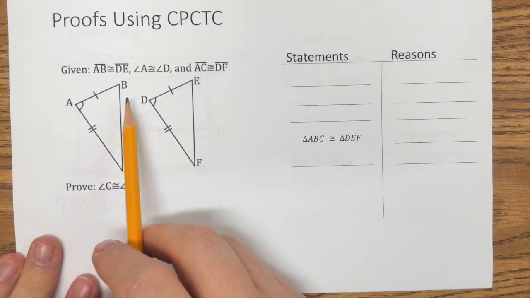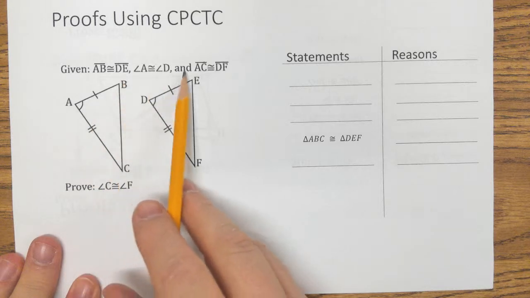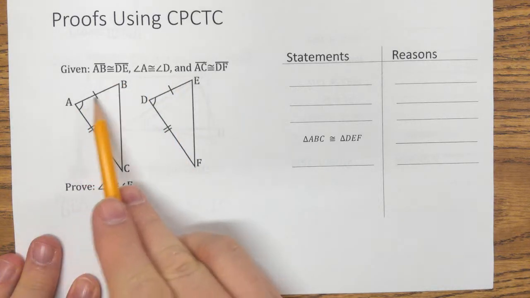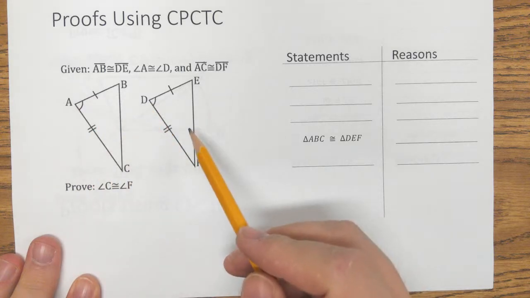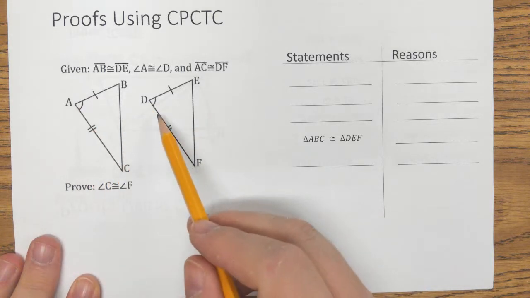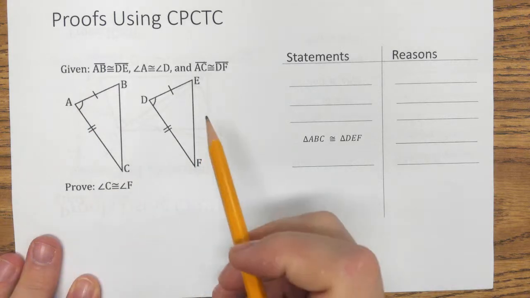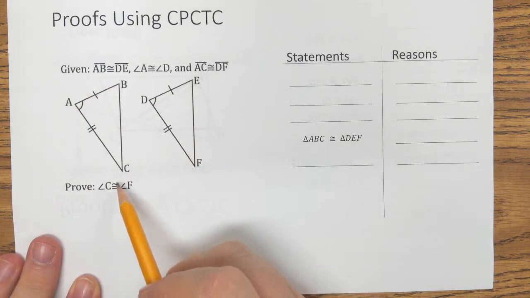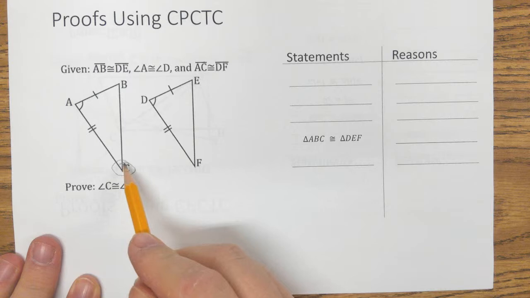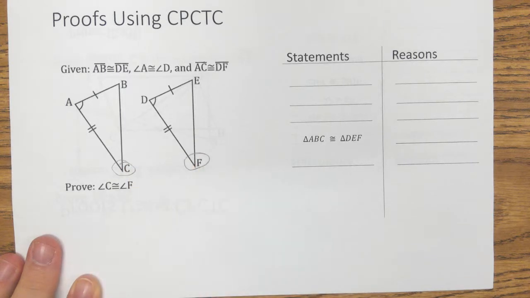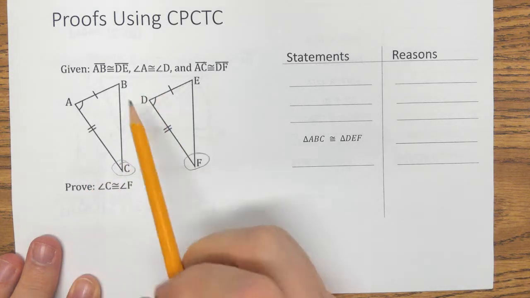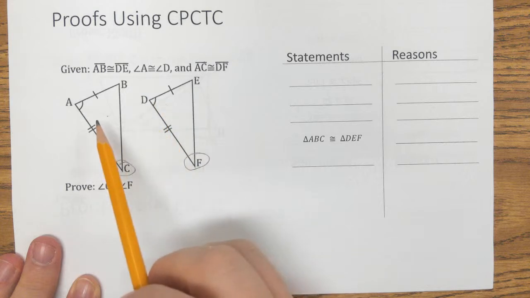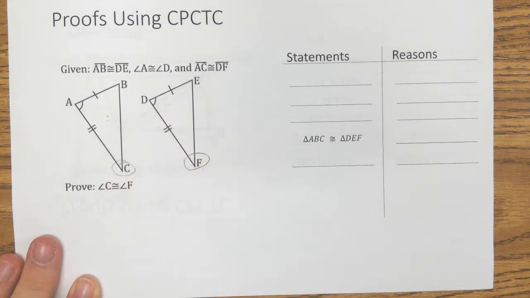In this picture, they were nice enough to go ahead and label what we knew for us. So AB and DE are congruent. Angle A is congruent to angle D. Side AC is congruent to side DF. And we need to prove that this angle right here and this angle right here are congruent to one another. In order to do that, we have to prove that these two triangles are congruent.